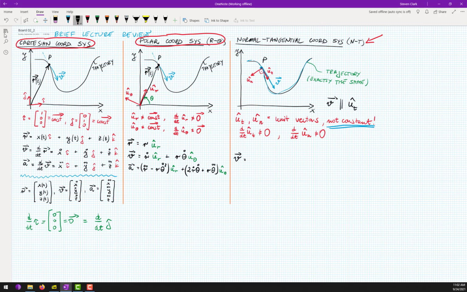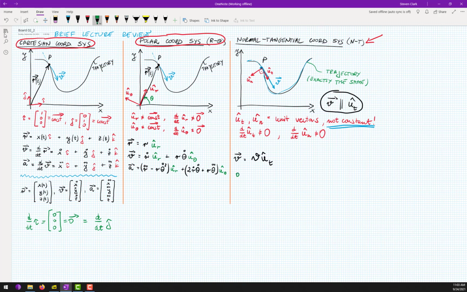You can see that we define U_T as aligned with velocity. Velocity is aligned with U_T, so I can express the velocity as v times U_T plus 0 times U_N. You don't even have to write the second term. Why can I express it like that? Because U_T is aligned with our velocity vector. Any questions?